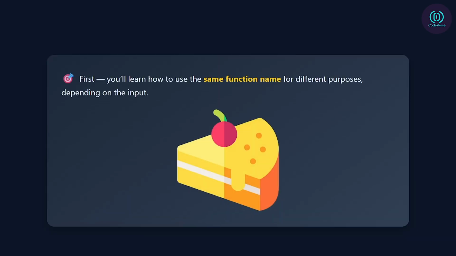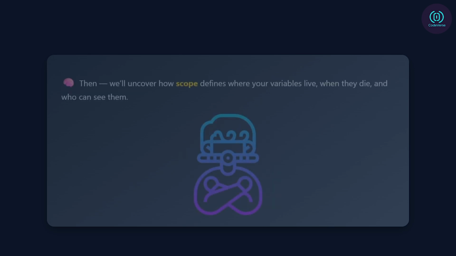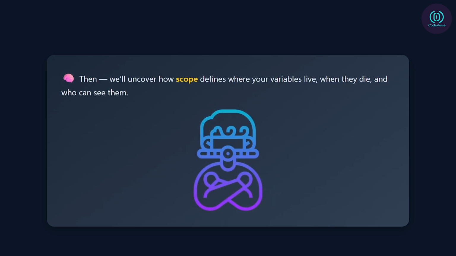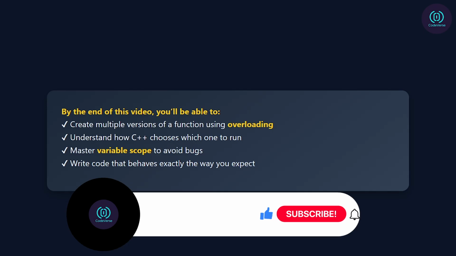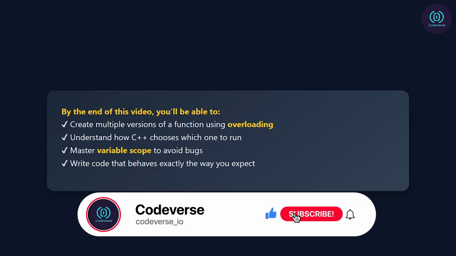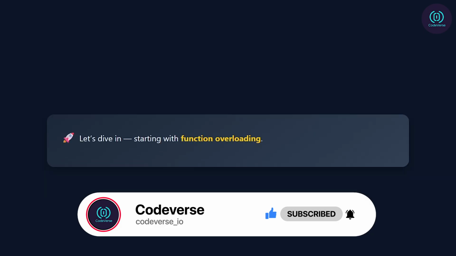First, you'll learn how to use the same function name for different purposes, depending on the input. And then, we'll uncover how scope defines where your variables live, when they die, and why some variables are visible while others are not. By the end of this video, you'll be able to create multiple versions of a function using overloading. Understand how C++ chooses which one to run. Master variable scope so you can avoid frustrating bugs. And write code that behaves exactly the way you expect. Let's dive in, starting with function overloading.